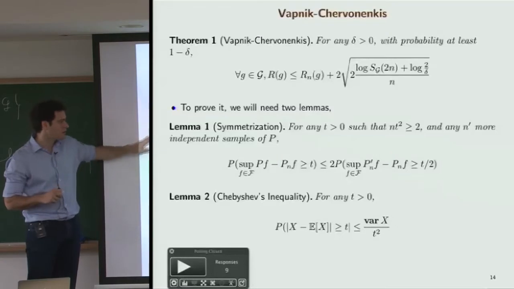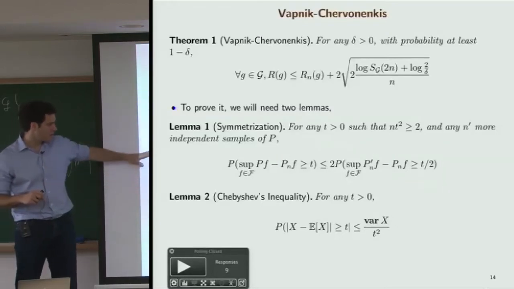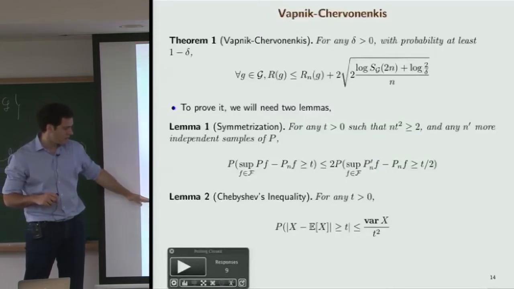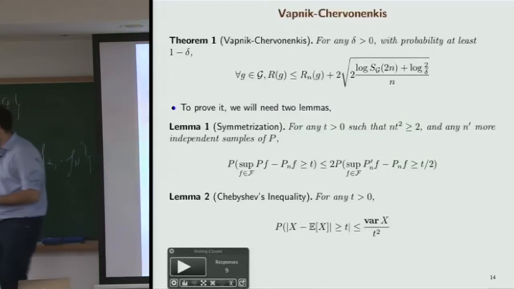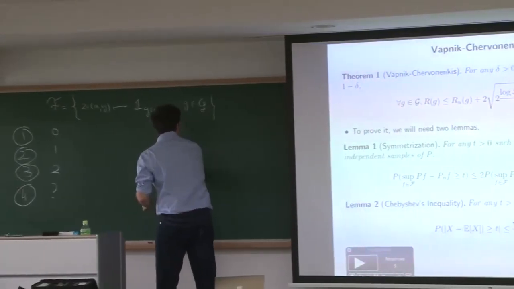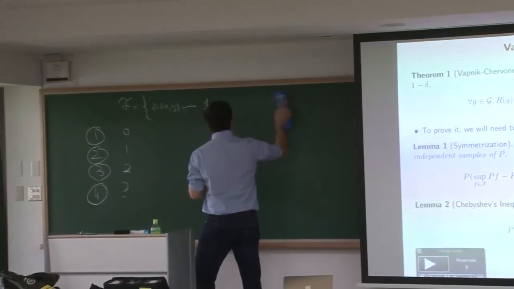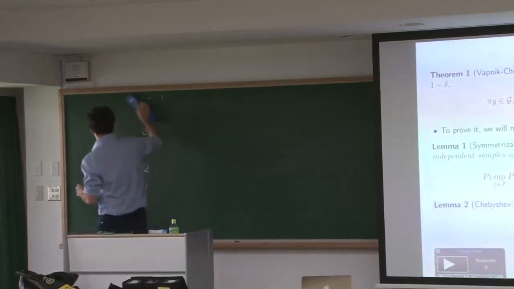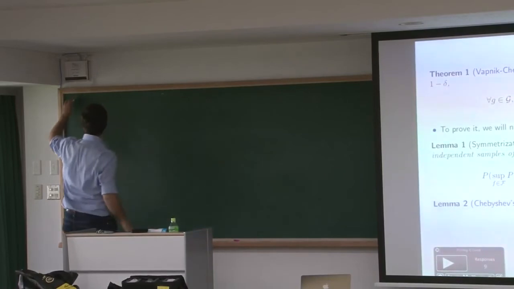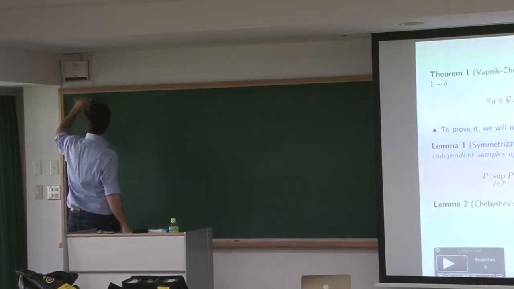And to prove it, we will need two lemmas. One is called the symmetrization lemma, and we'll explain it. The second lemma is called Chebyshev's inequality, and I will assume that we have it. So let me just go into the proof. The first thing I'm going to prove is the symmetrization lemma.